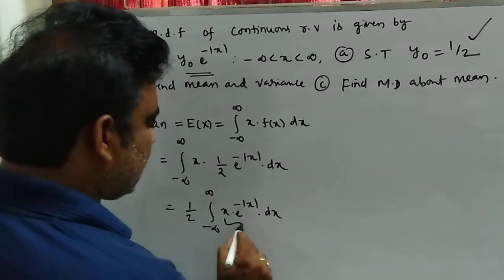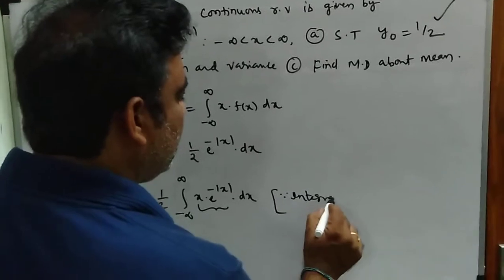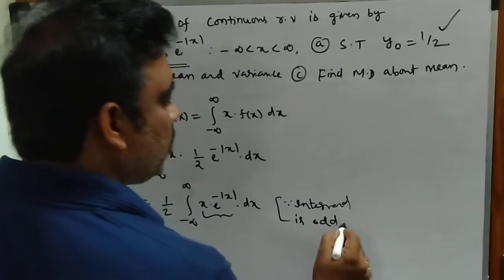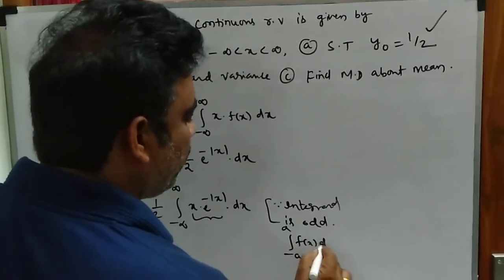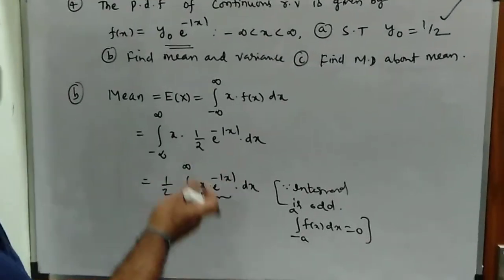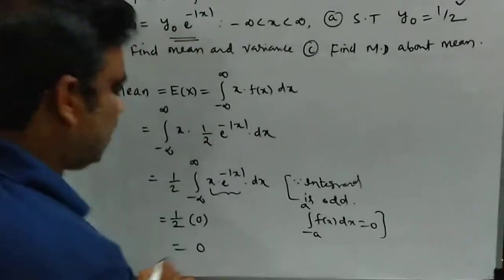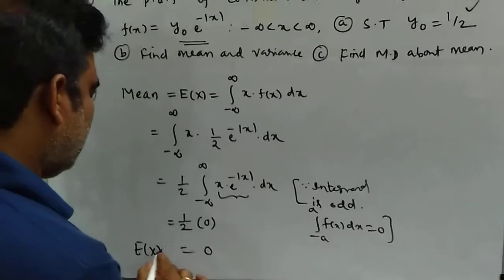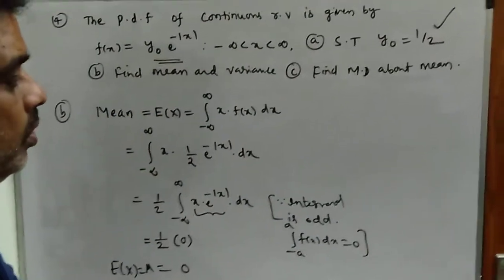But what is the case here? The integrand, meaning the entire function, is an odd function. So when the integrand is odd, integral minus a to a f of x dx is equal to 0. You need not evaluate this integral. You can write directly 1 by 2 into 0, that is equal to 0. So the expected value of x, or mean, or mu, is equal to 0. So the first bit, mean, is equal to 0.